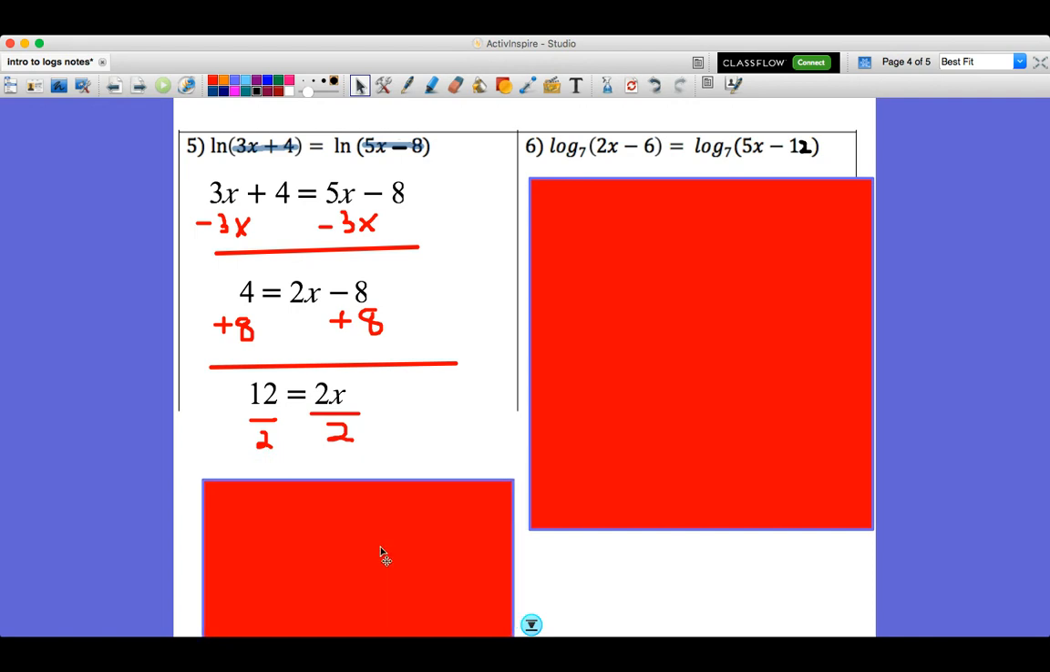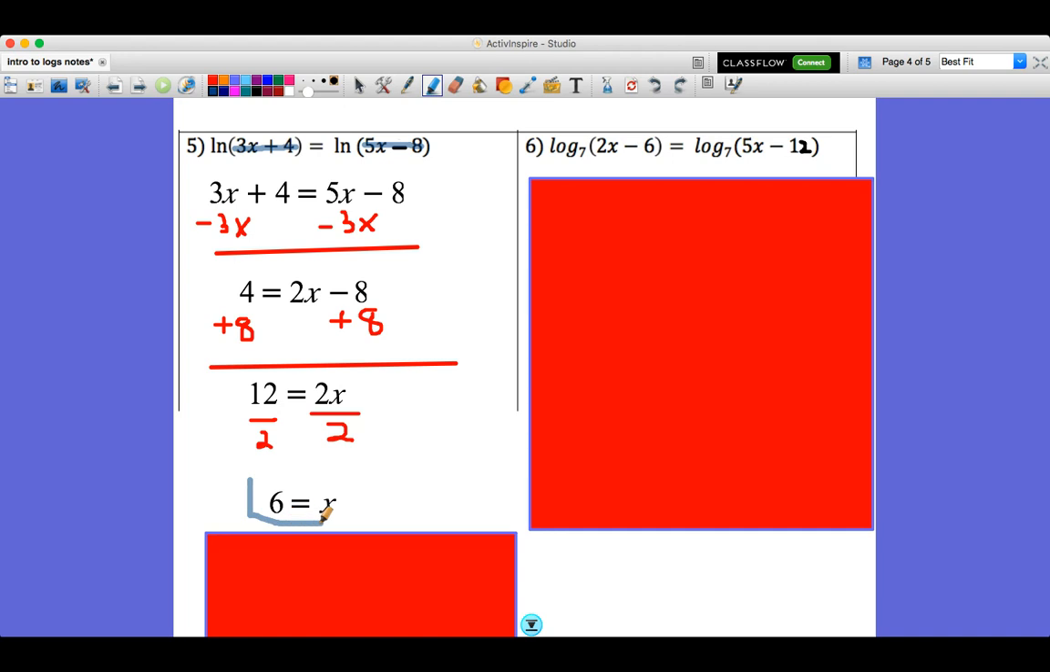2. So our final answer for number 5, if you worked ahead, you should get x is 6 or 6 equals x. Either way, it's just telling you x is 6. So it doesn't matter if your equation ends with x equals 6 or 6 equals x. Just make sure if you worked ahead, you got that same answer there.